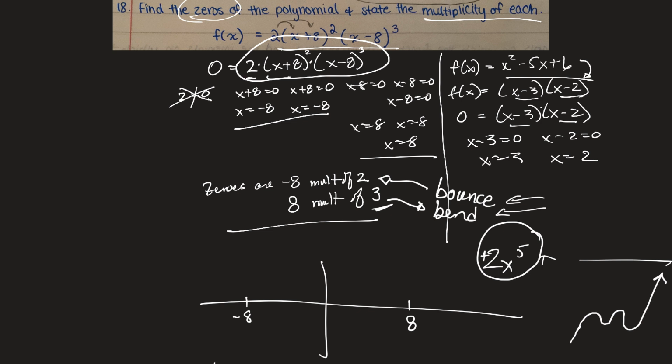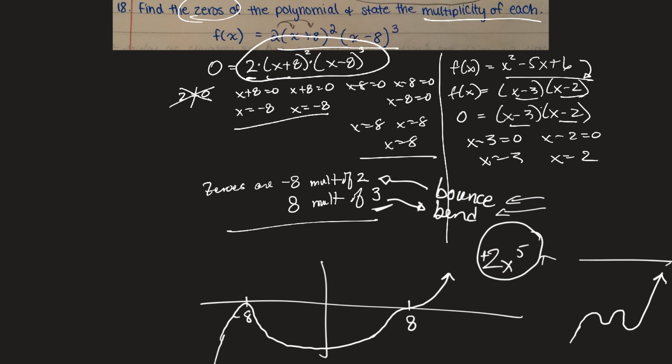So I'm going to start down here. I come up, and at minus 8, it does a bounce. So it comes up and touches the axis and bounces back down. Okay? And then it'll come back up at 8, and 8 is where it has a bend. So it'll come and bend right at that point and then keep going.